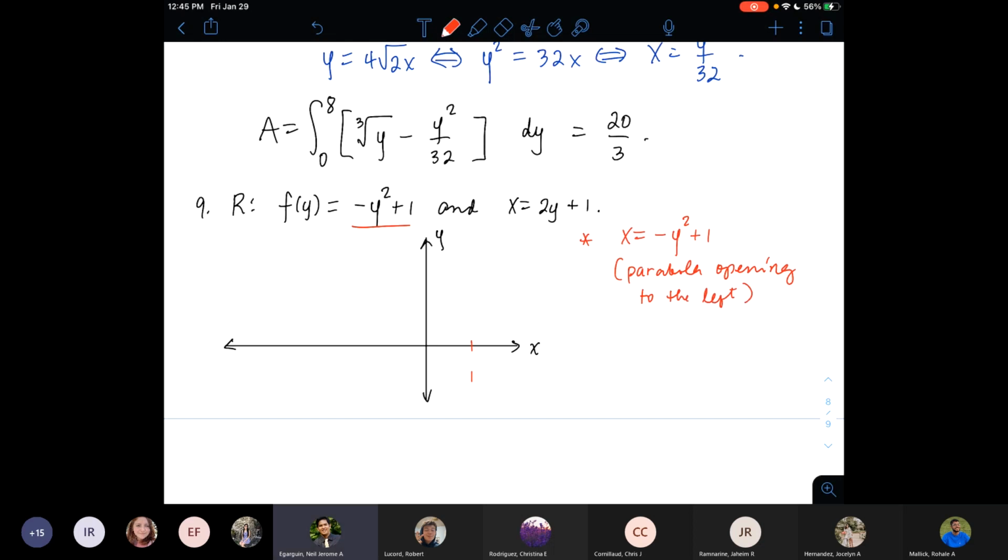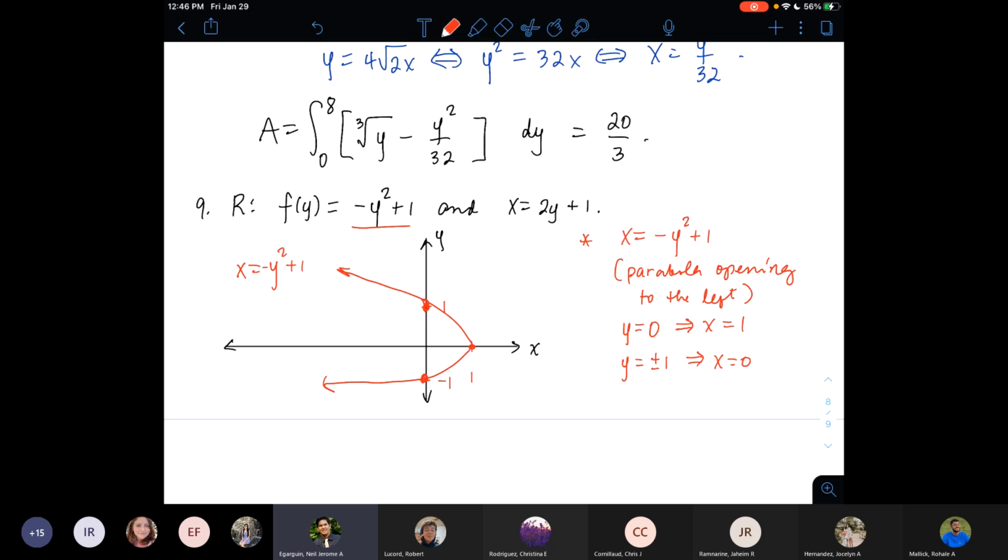Okay, that should remind you of your conic sections. But here, if y is zero, then x is equal to 1. And then if you set y equals plus or minus 1, then what? We get x equals 0, right? So y is -1, y is +1, we both get x equals 0. So the graph will look like this. Okay, so that's the graph of x equals -y² plus 1.